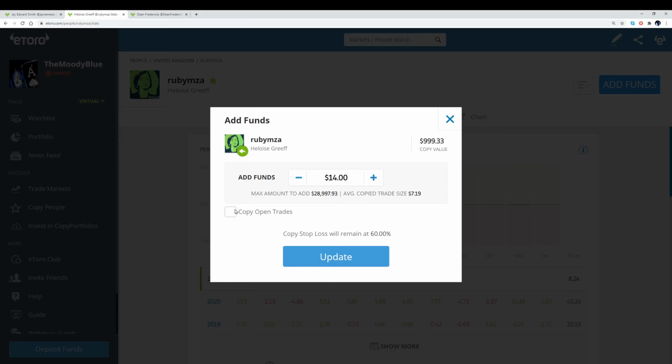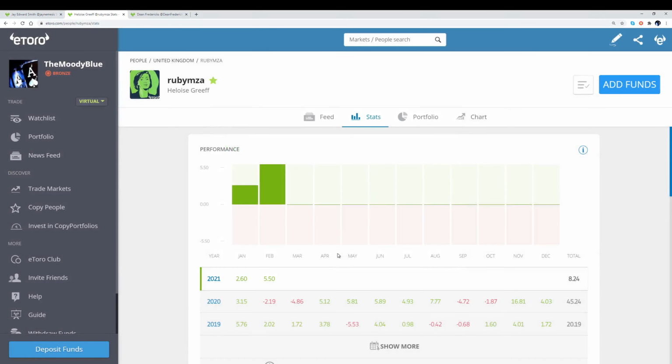You would put 14, don't copy open trades, because remember, this is putting in as cash, press update, and then we've added the amounts, 1,000 to 14 basically. So that, as you can see, is a little bit of a hassle, because if you were copying for a larger amount, if you copy for 10 grand, then you'd be asked to add 140 to the copy. So that was that there.